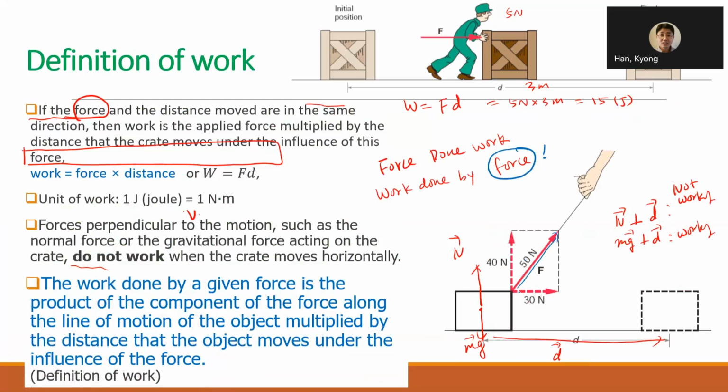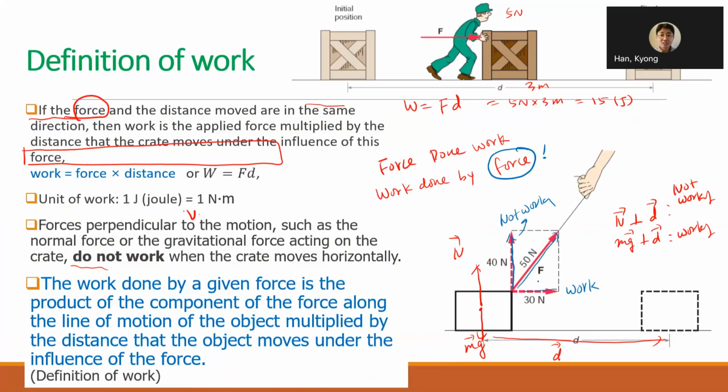The 40 Newton and 30 Newton components do work, but this one is not working. The perpendicular force component doesn't do work, but this one does, because the direction of motion and the direction of force are parallel. When the direction of motion and direction of force are perpendicular, it doesn't do work. The work done by a given force is the product of the component of the force along the line of motion of the object multiplied by the distance that the object moves under the influence of force.